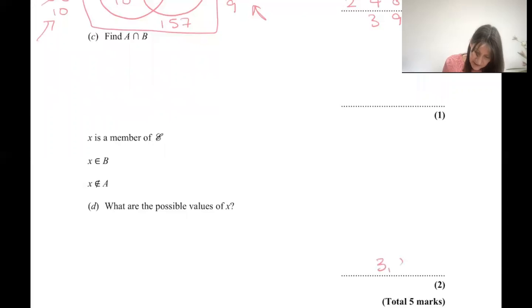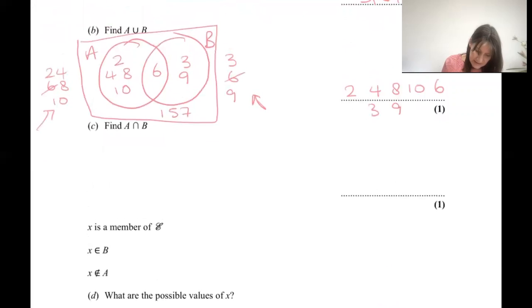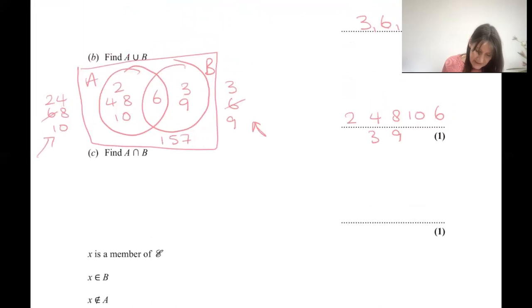I think I skipped a question, which was a bit silly. C, okay. So we'll go and do it. This means, for me, it triggers the word and. That's the letter N in the word and. And is the crossing section of the 2 circles. So the number that is in A and B is this number here, which is 6.